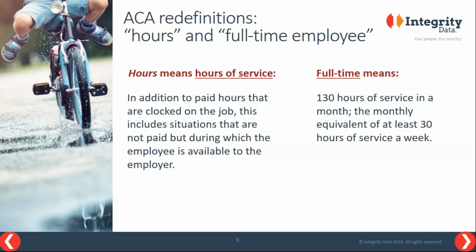To learn more about hours of service, please sign up for our 201 webinar on July 21st around guidelines for classifying an employee as full-time. Note that this 30-hour threshold for full-time status is limited to the ACA, so employers do not need to adjust other benefit programs that may have a different work week hour threshold in determining eligibility.